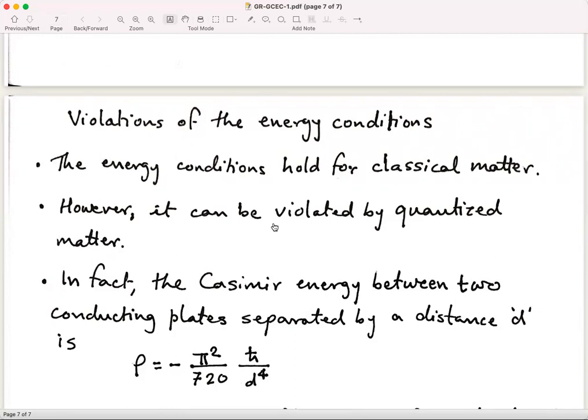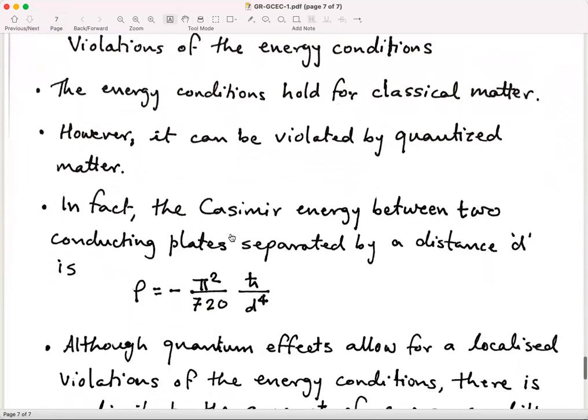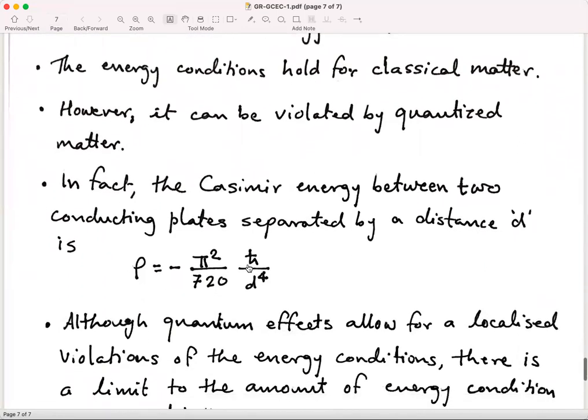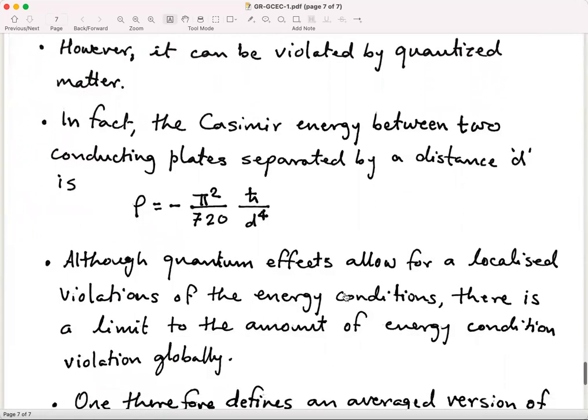So clearly the quantum system seems to violate many of these energy conditions, but we could still ask what is the amount of violation that you have. Clearly you can see that this quantity has an h bar sitting in the numerator, making the total amount of violation a pretty small number. In fact, what one finds is that quantum effects do allow for local violation of energy condition, but there's a lower limit in the negative direction that these violations would lead to in a global system. That means if you integrate this over the entire space, what is the total amount of violation?